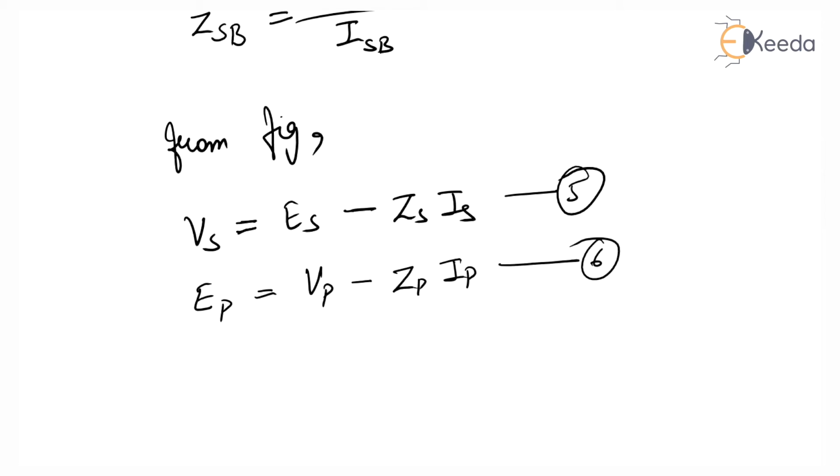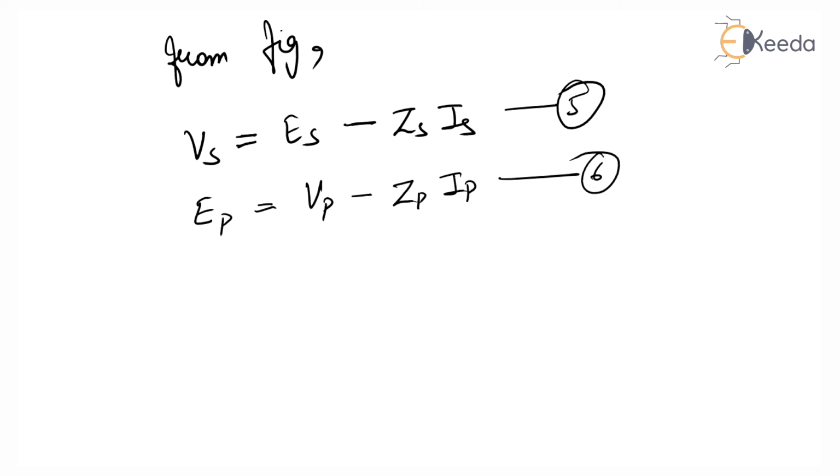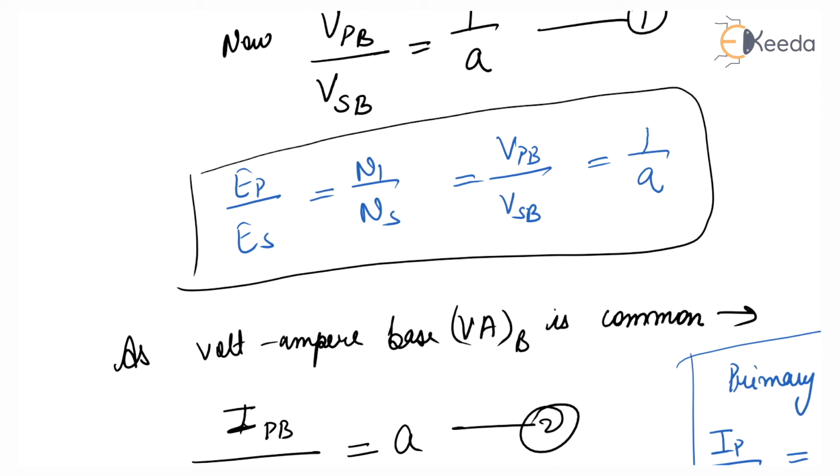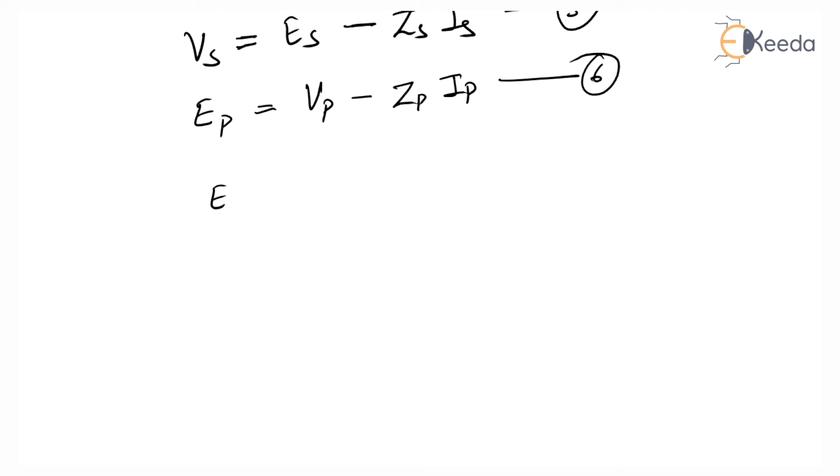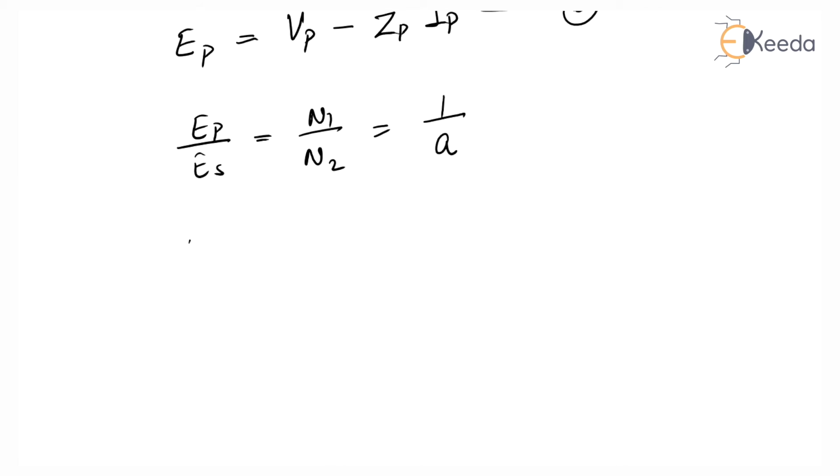So equation 5, this ES is the terminal voltage, and EP is the voltage according to winding. Now see from this equation, EP by ES is equal to 1 by A, because EP by ES is equal to N1 by N2, and this is equal to the ratio 1 by A. So from this we can write that ES is equal to A into EP. Suppose this is equation number 7.